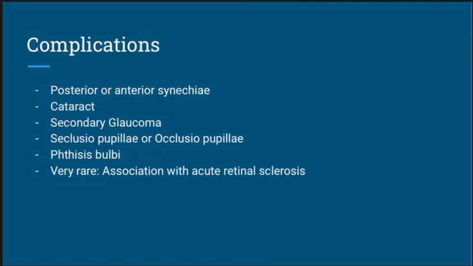Complications of iridocyclitis include posterior and anterior synechia. Ocular synechia is an eye condition where the iris adheres to either the cornea, which is the case in anterior synechia, or the lens, which is the case in posterior synechia.